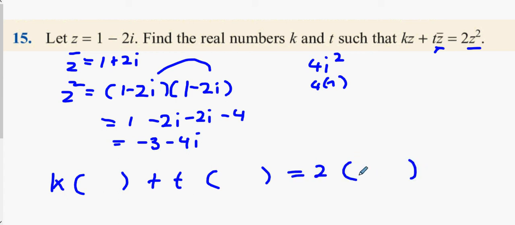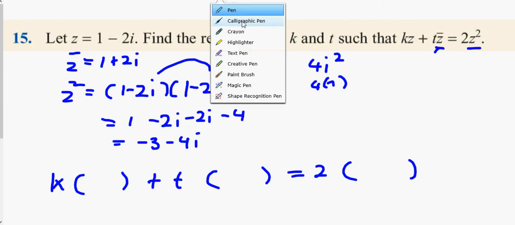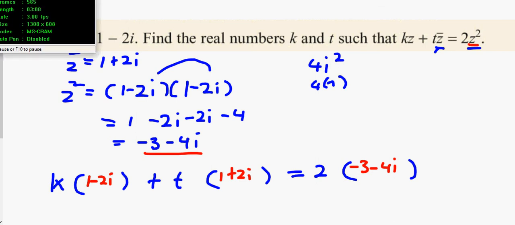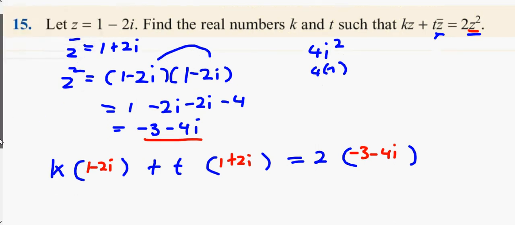Now, k times blank plus t times blank equals 2 times blank squared. Or, well, 2 times blank. Alright, what am I going to sub in here, guys? In here is going to be 1 minus 2i. And in here is? 1 plus 2i. Yeah. And over here? No. Z squared. We already worked it out. Minus 3 minus 4i. Yeah. Pause it there.